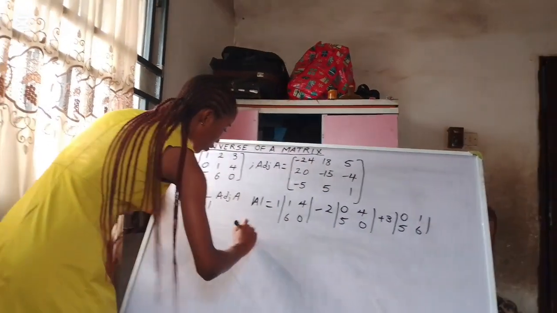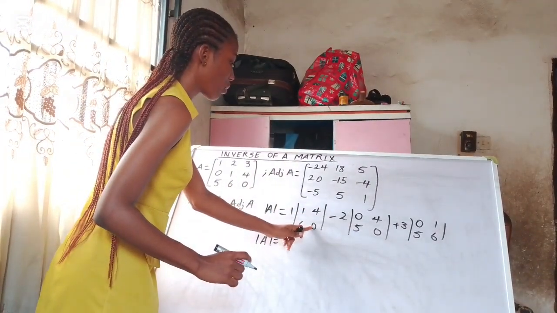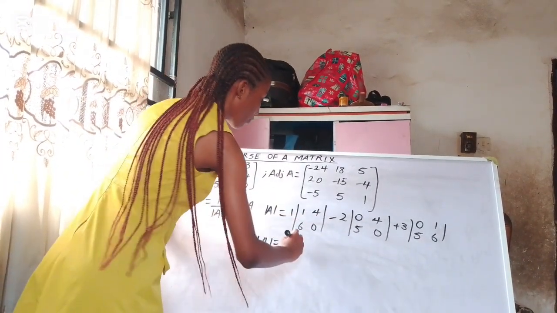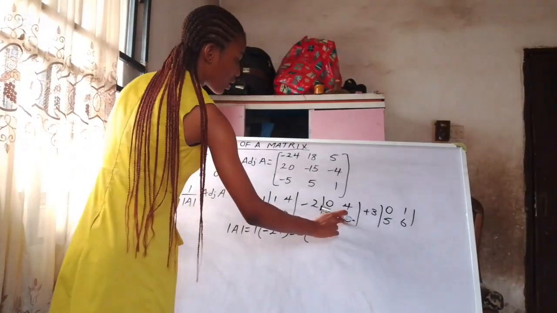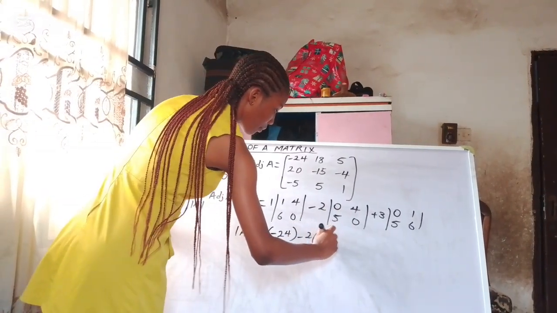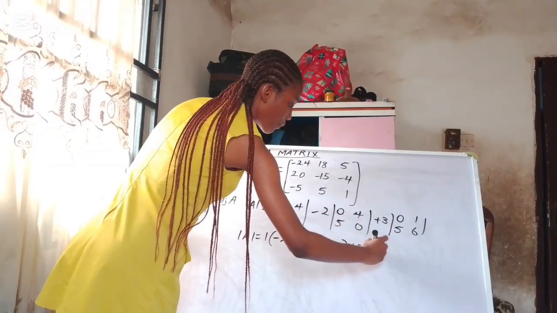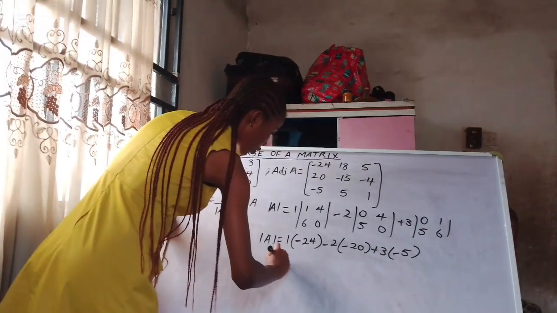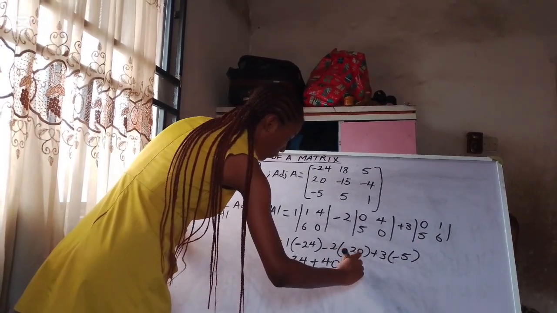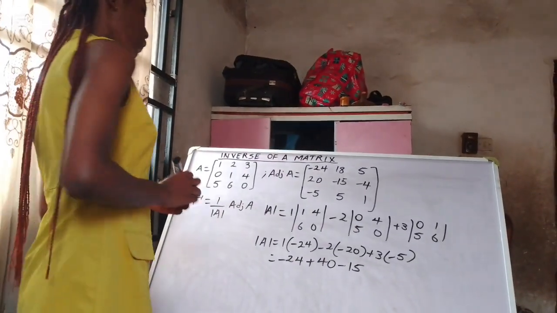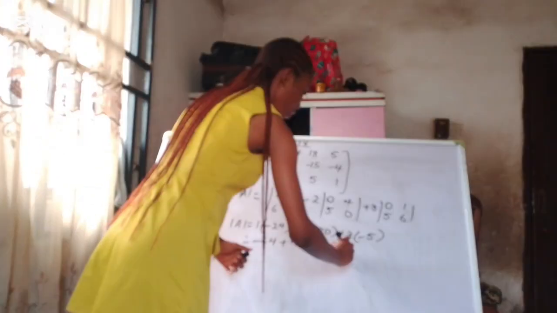So that means your determinant of A will now be 1 multiplying 1 times 0, 0, minus 4 times 6, 24. 1 multiplying minus 24. Then minus 2 multiplying 0 times 0, 0, minus 20, minus 20. Then plus 3 multiplying 0 minus 5, minus 5. So this will give us negative 24 plus 40 minus 15. And that is going to give us negative 24 minus 15, negative 39, plus 40, 1.